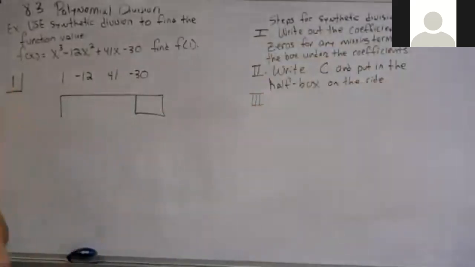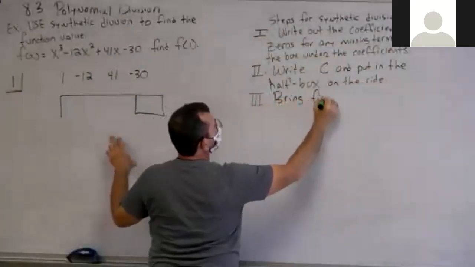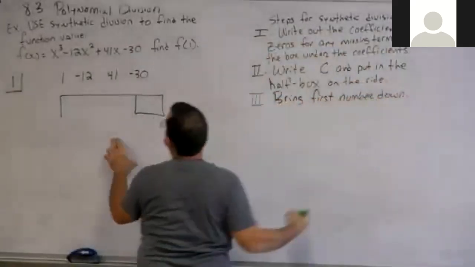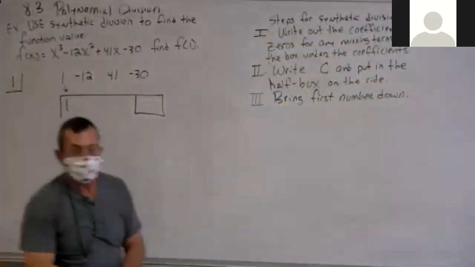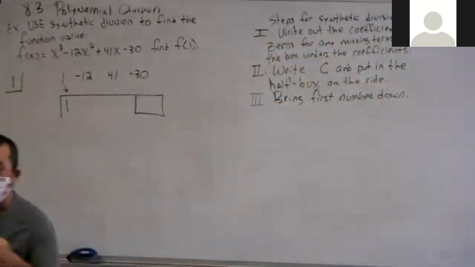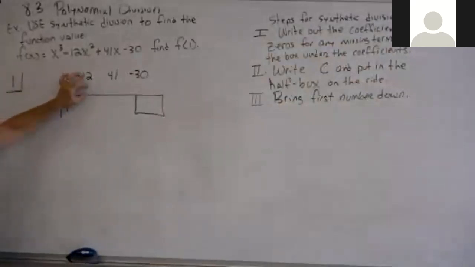All right, you're going to bring the first number down. What I mean is this 1 is going to come all the way down into my box. So now, this is where you start seeing all the repetition. Numbers that are down in this box, multiply by the C to get me the next column's number, okay? So I'm gonna multiply 1 times 1, and that gives me a 1.